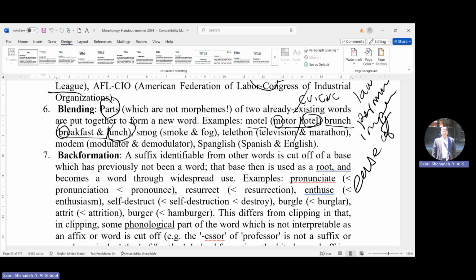So actually here we cut strings of sounds only, not syllables, not morphemes, right? They are just phonemes. Smog for smoke and fog. Here we have SM with og. So here we have CC with VC. Typically, dear students, in blending, the second word maintains its nucleus, its syllable vowel, at the expense of the first word.